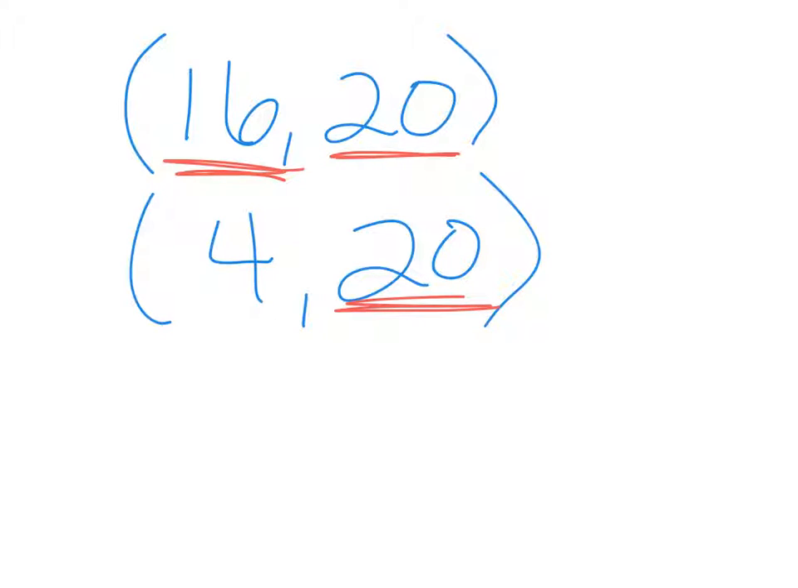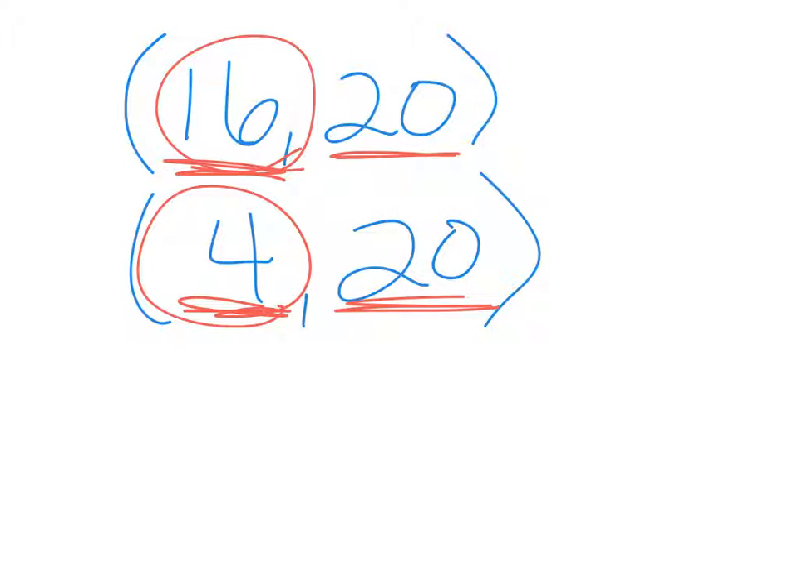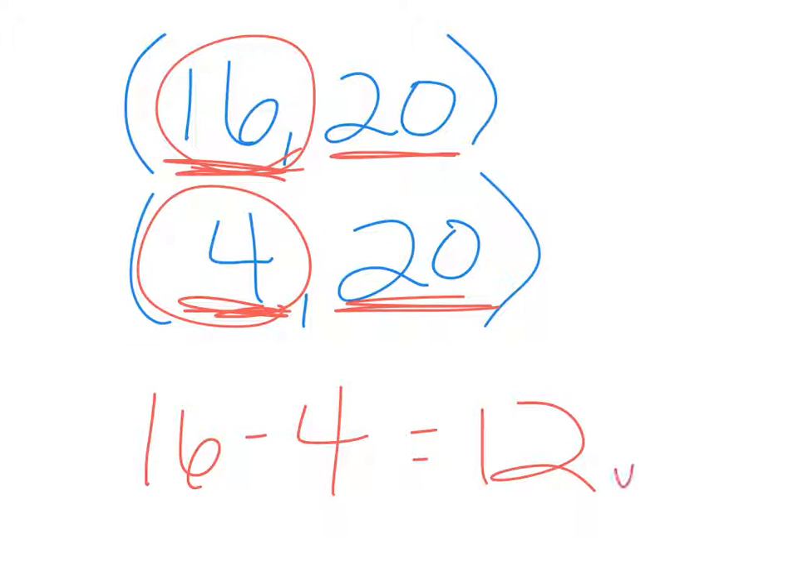So there's a 16 and a 4. Those are the ones we're going to subtract, right? So we're going to do 16 minus 4 equals 12. Okay, so their distance then is 12 units.